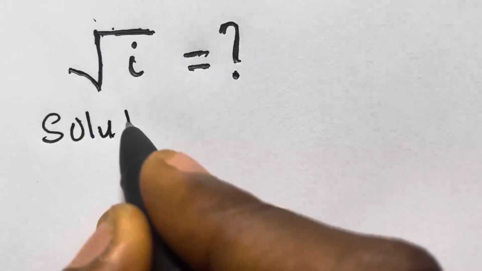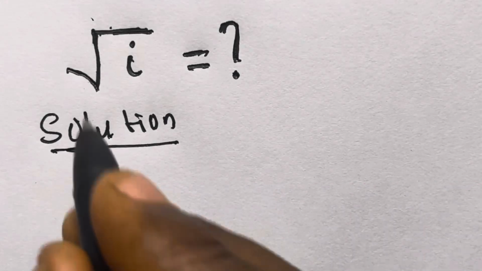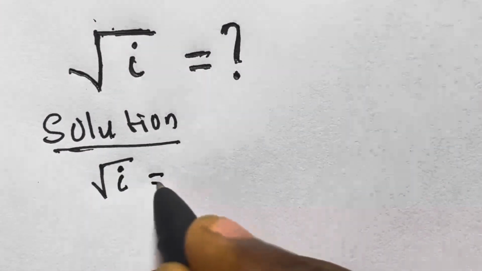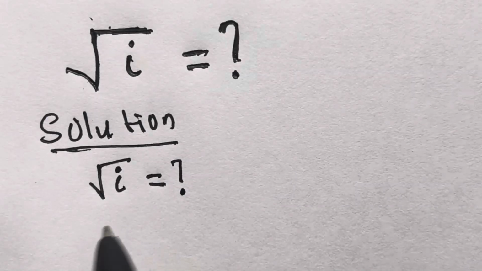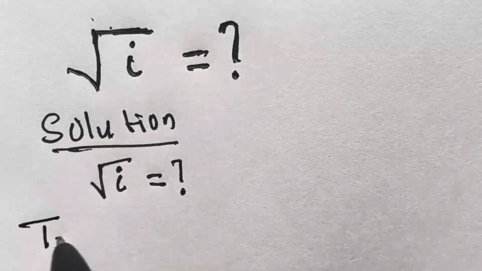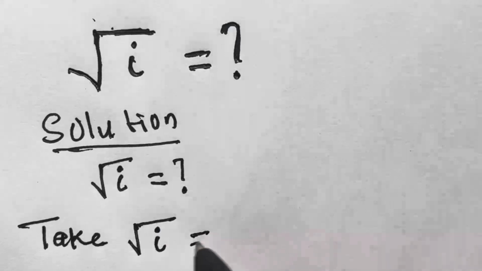Solution. We have the square root of i equals unknown. This is what we want to simplify. But from here, we take the square root of i to be a general expression.